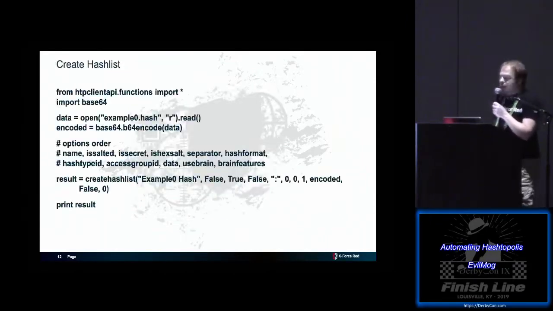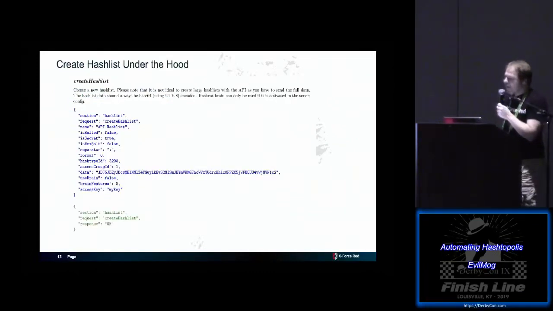So if we want to go create a hash list, for example, say you've pulled something out of CrackMapExec and you wanted to upload it to Hashtopolis, you import your functions, you convert it, you import base64, you open up your hash list, you base64 encode your hash list, tell it create hash list, example hash, set all your various options, is it salted, is it secret, print the results, and you get something like this. It gives you a nice simple OK, not very many error logs unless you do something really stupid.